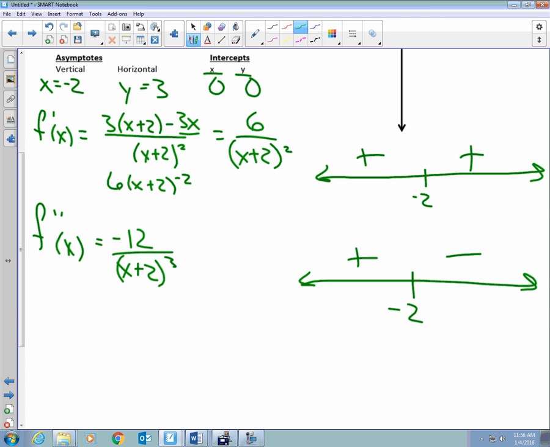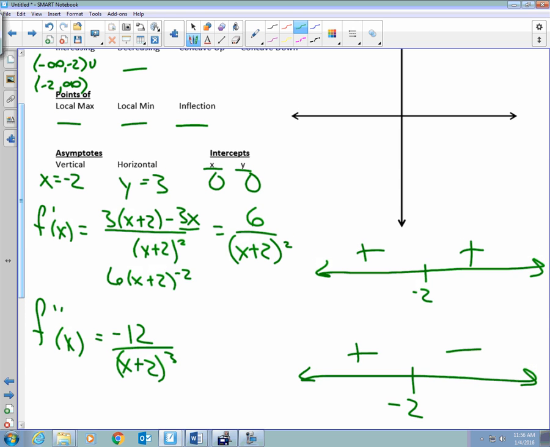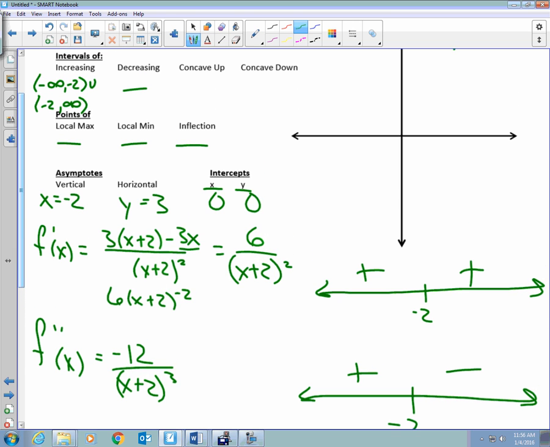Do I have an inflection point? No, I don't. Why? Because -2 is not part of the domain. It changes concavity at -2, but -2 is a vertical asymptote. It's not part of the domain. You would have to be able to plug in -2 to come up with the y value, and you can't plug in -2. But it does change concavity. And so it's concave up from -infinity to -2, and it's concave down from -2 to infinity.